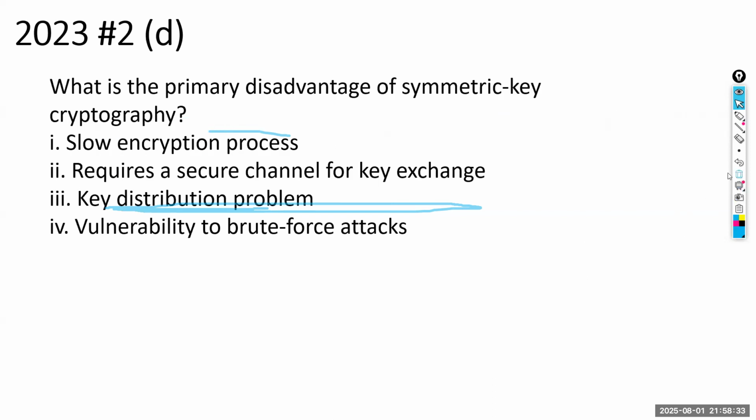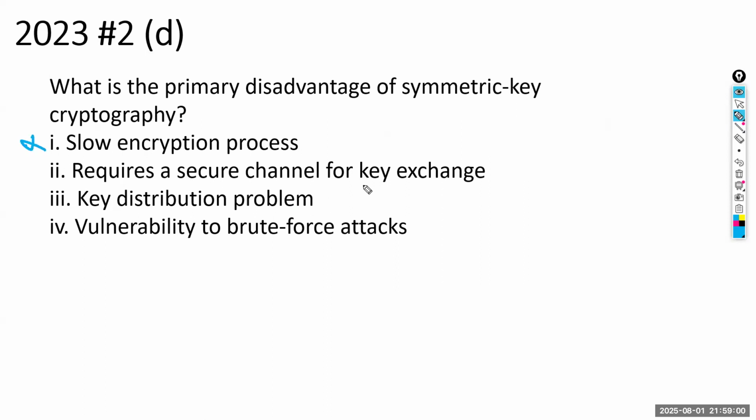Right. Next one. What is the primary disadvantage of symmetric key cryptography? Though this looks like an MCQ, you need to select and explain. What is the primary disadvantage of symmetric key cryptography? Slow? No, right? Symmetric key cryptography is faster. That is right.